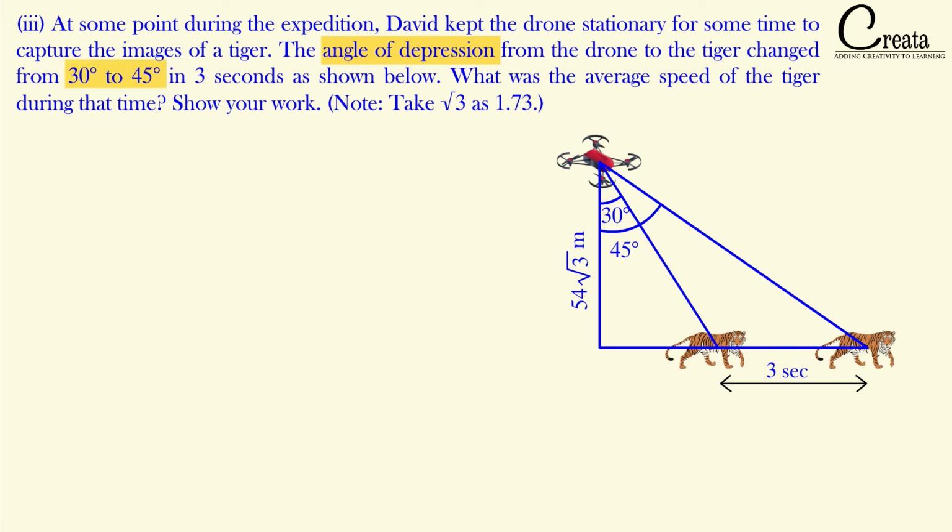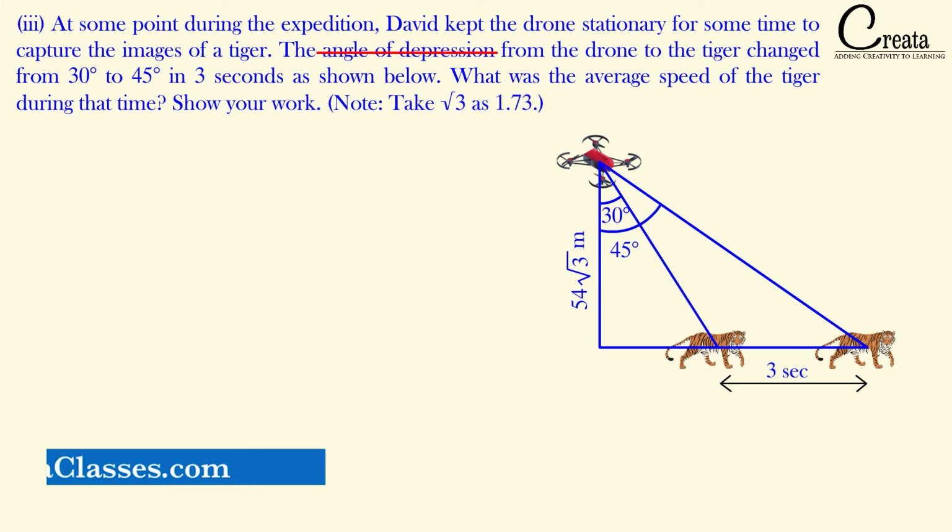But note that as we have also discussed in the theory part, angle of depression and angle of elevation are with respect to the horizontal line. But here in the figure, the angle of depression 30 degree and 45 degree are given with respect to the vertical line. So here these two angles are not the angle of depression, as the angles of depression are always with respect to the horizontal line. Got it? We will proceed with the question ignoring the content angle of depression that is given in the question. We will proceed as per the given figure.